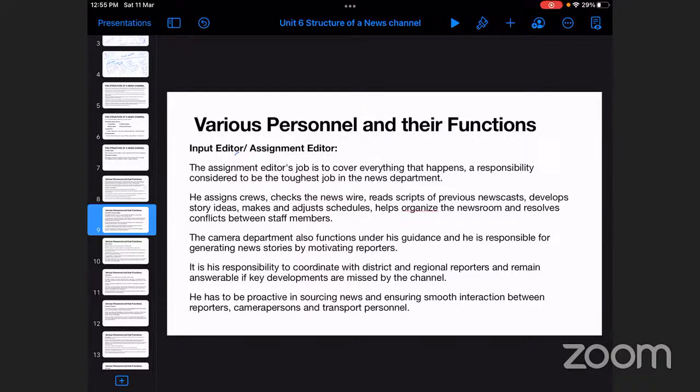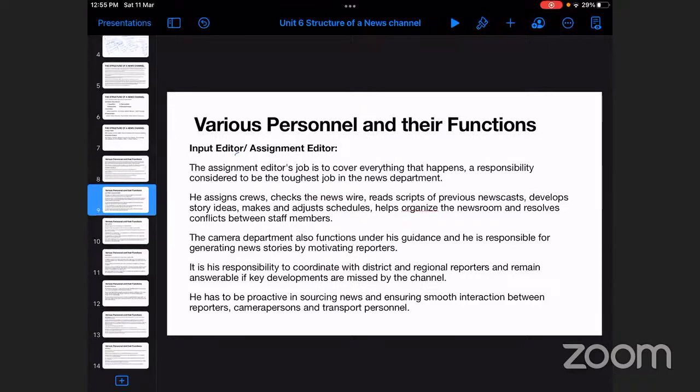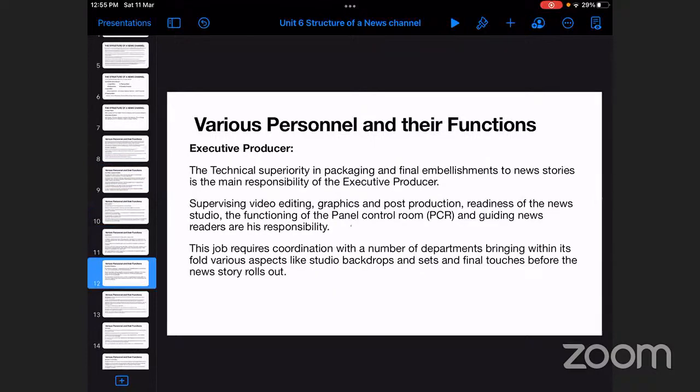So all this news is stored in the central server of the news channel, and the output editor will pick the important stories, and those stories will be fine-tuned by the copy editor. The copy editor sometimes rewrites, adds, or deletes content, and it is fine-tuned, and the story is made. So with the help of the output editor, the story is processed. Not only this, the executive producer also does the same duties as the output editor, but on more specific tasks.